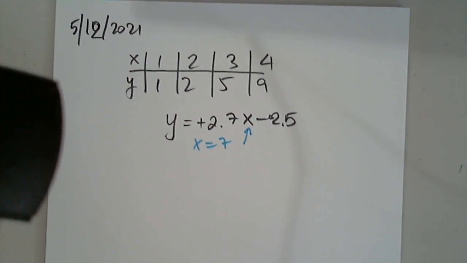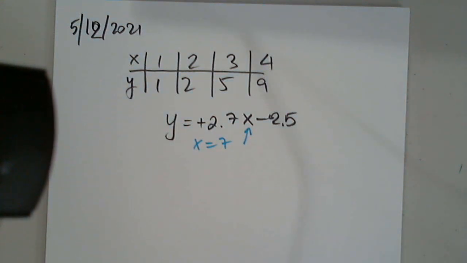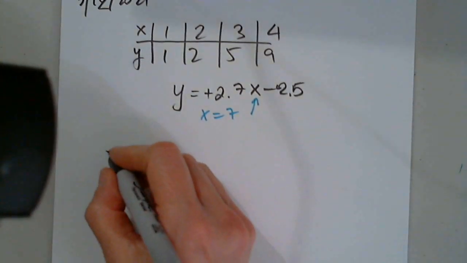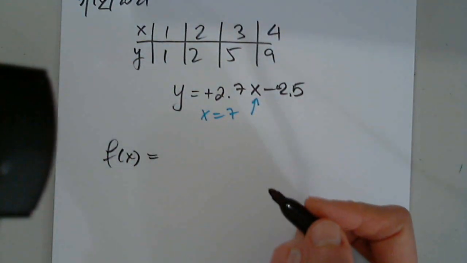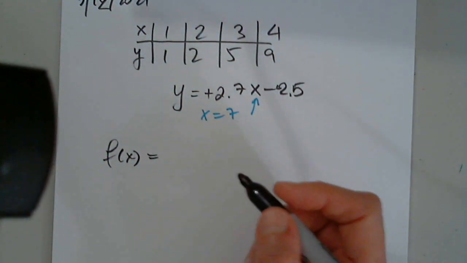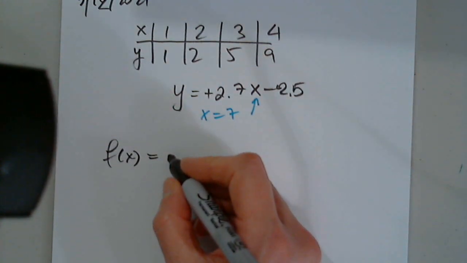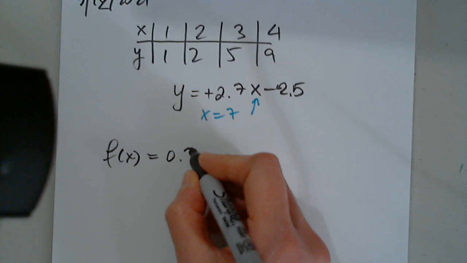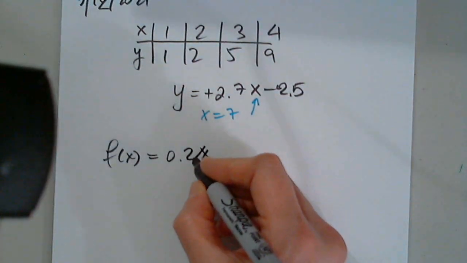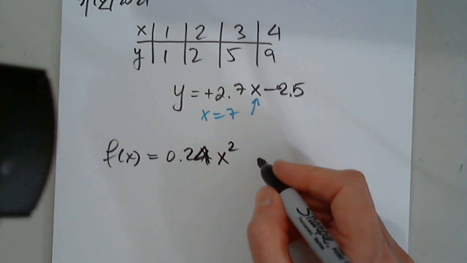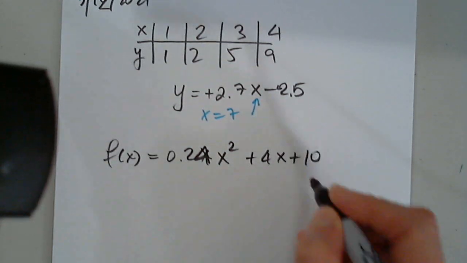Next step. Anything else you would like to work on? Anything? Anti-differentiation? Yes, I'm ready. Okay, I have the function s of x equals 0.24 x squared plus 4x plus 10. Very good.